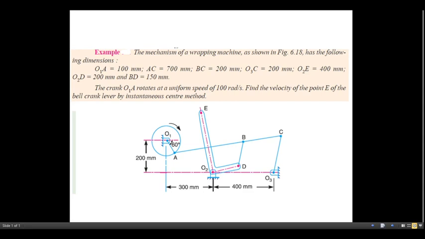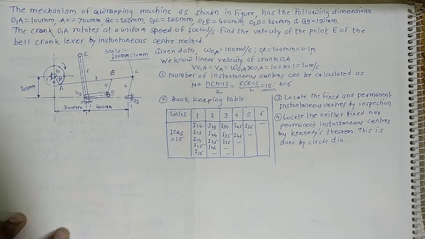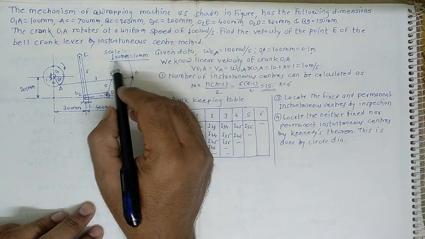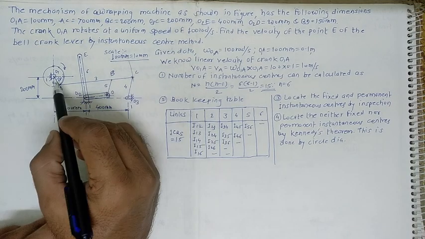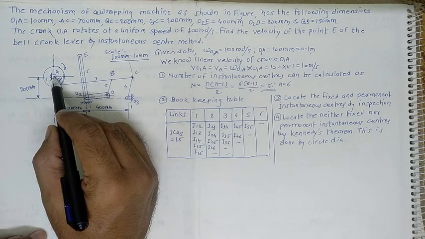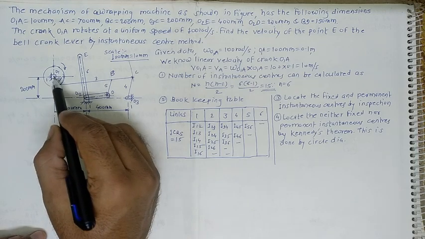If you see here, the diagram is in this way. I'll select a suitable scale for this one: 100 mm equals 10 mm. With respect to that, try to draw the diagram. First of all, take this point, and after that this distance with us, O1A equals 100 mm.